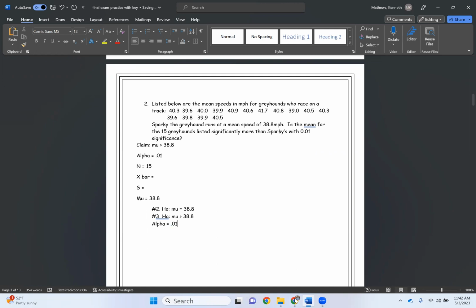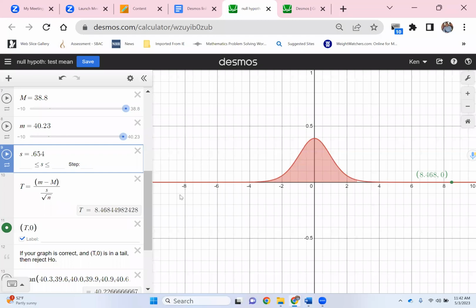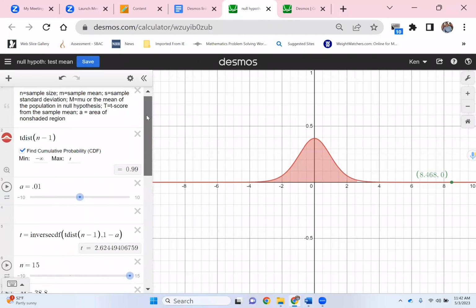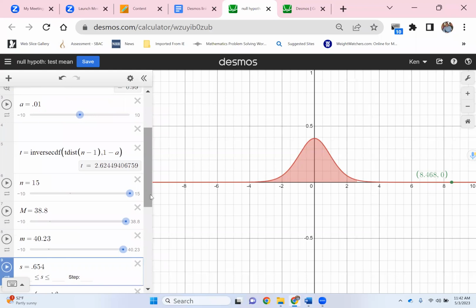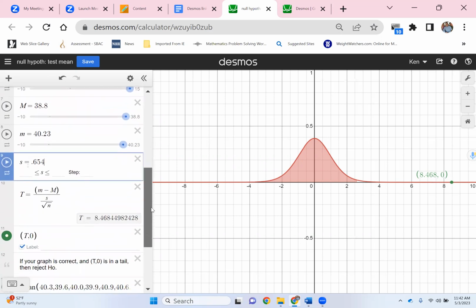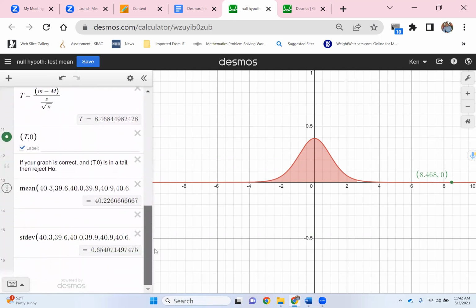All right, let's go back to our Desmos. So we want to make sure, okay, it has an area of 0.99. That's good. All right, so we have our critical value of 2.62. And we have our test statistic of 8.5. Beautiful. Let's just make sure everything looks okay. And it seems to me.